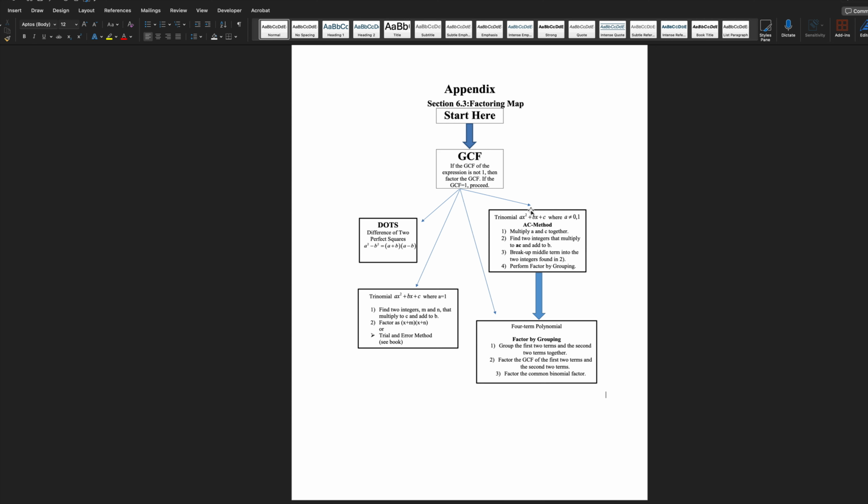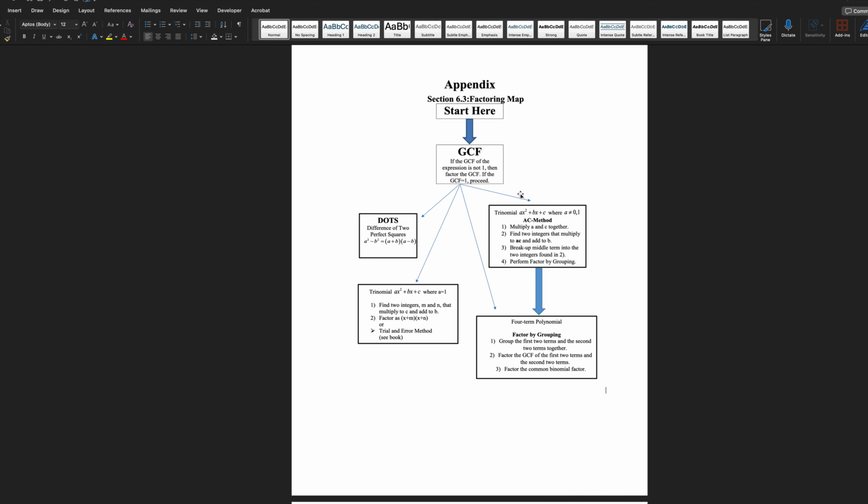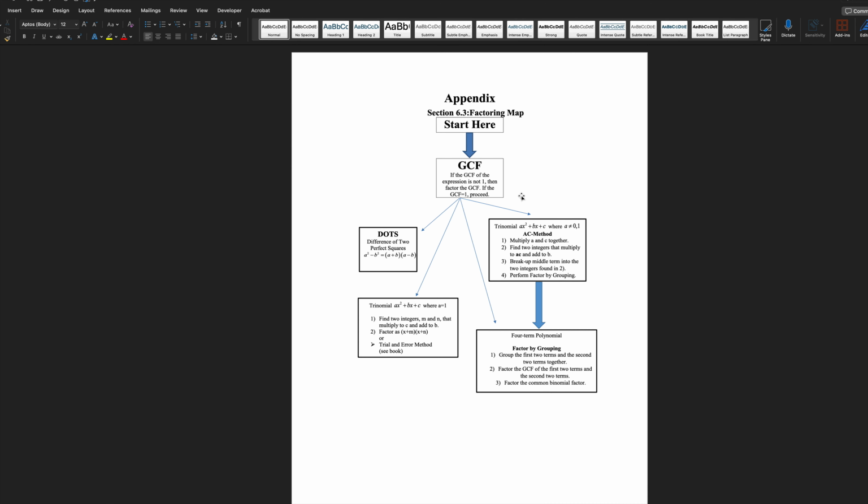I created this factor map. You may pause the video and look at it. It describes the different methods that we can use to factor. So yeah, we're going to look at a trinomial where a is 1 and where a is not 1. So we'll look at the AC method, and we'll look at the method described in this box here. So you may pause it and take a look at that.